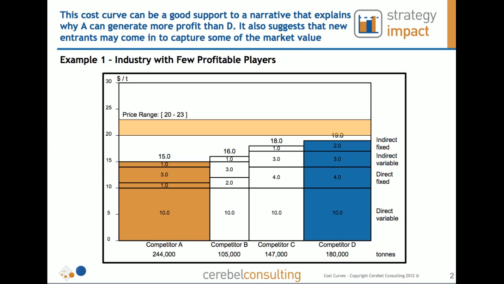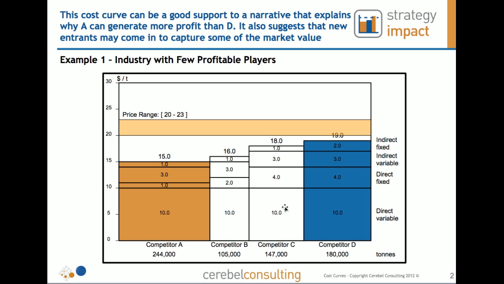So this is an example of an industry with a few profitable players. So we've shown here 4 players, and each bar represents a player. The width of the bar represents the size of that player. So in the case of a manufacturing player, it would be the capacity of that manufacturing player. So A in orange on the left-hand side is much bigger than any other player here represented on the right-hand side.